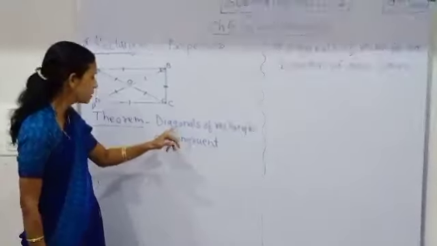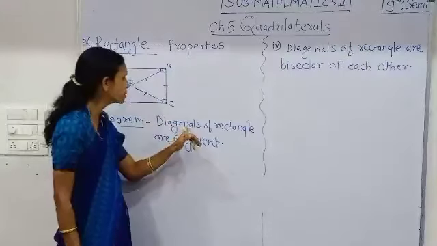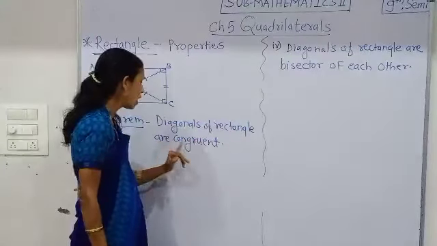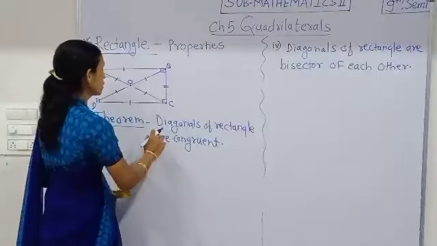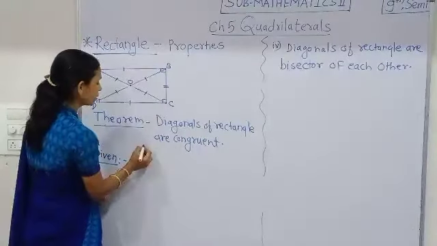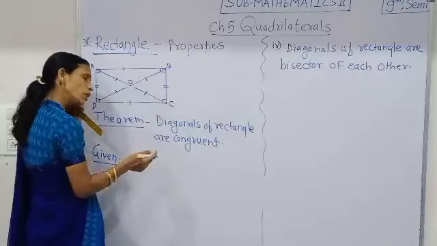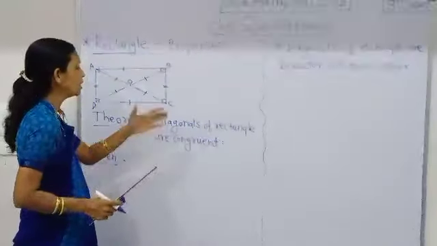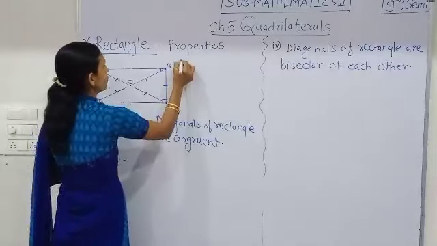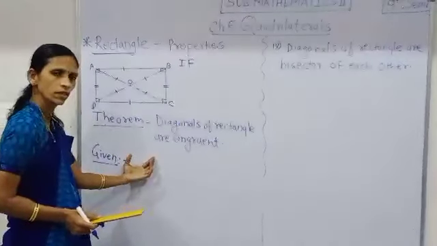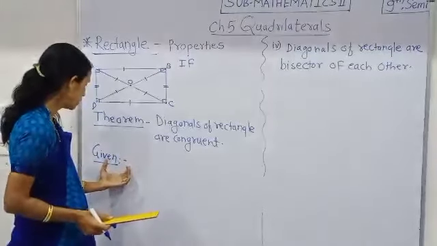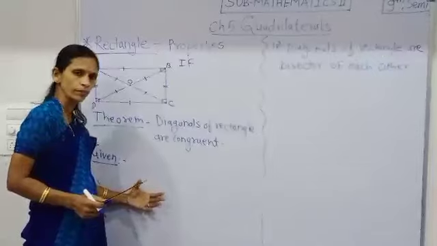First of all, see here the statement once again, that is, diagonals of a rectangle are congruent, isn't it? Then here, that statement I am going to convert into an if and then statement. Then we can write the given concept, that is the given property here, and what is to be proved.